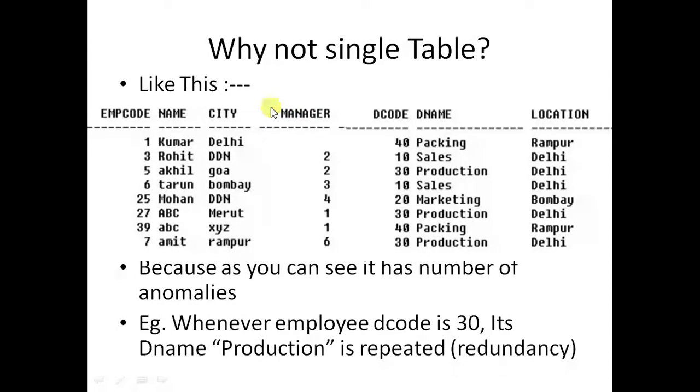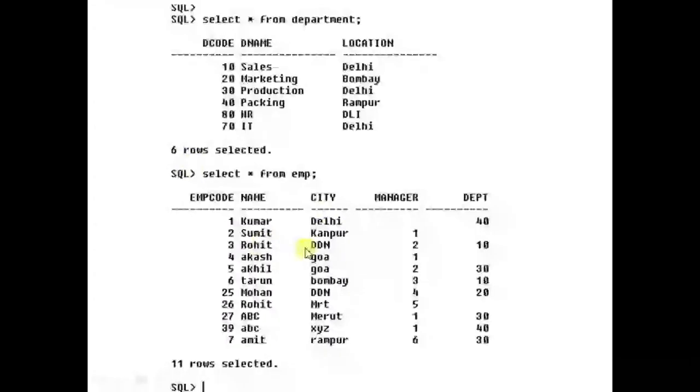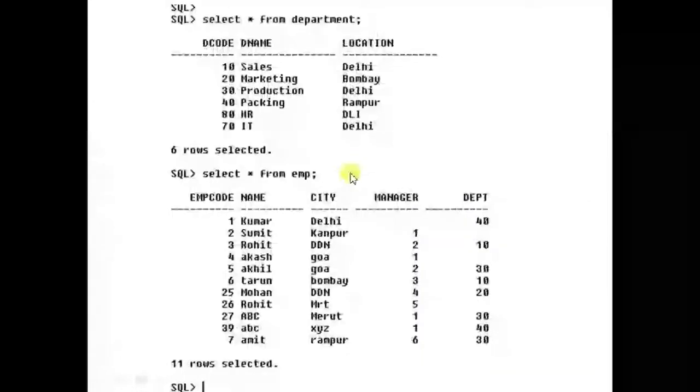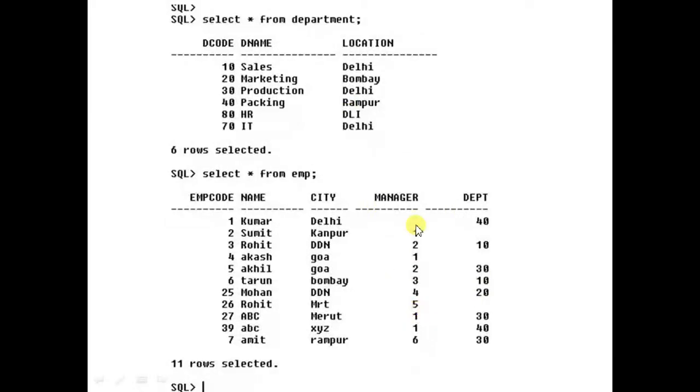So the question comes again, why not create a single table like this? As you very well know, a single table has a lot of problems or anomalies. For example, Rohit was of 10, Tarun was of 10. Whenever we have 10 and 10, we have to write Sales, Delhi, which is redundancy. So we cannot create this single table. And because of multiple tables, some information is missing. Missing means you cannot tell complete information from one table.